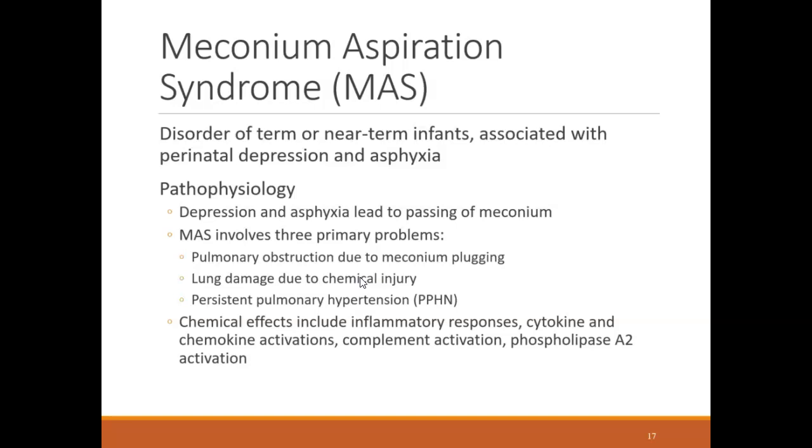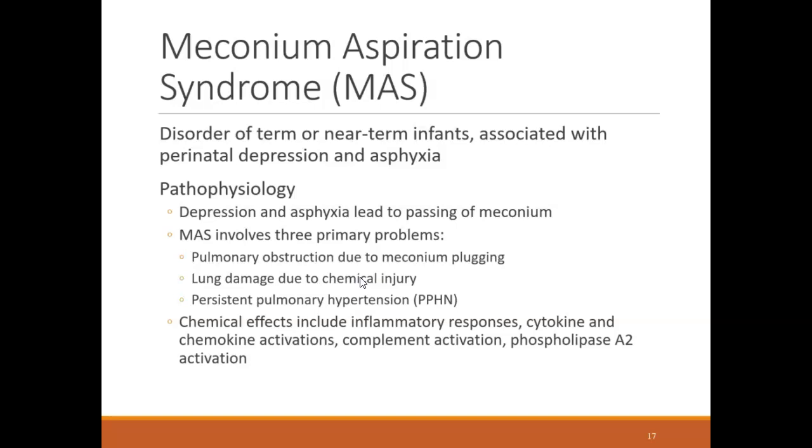Any type of stress in utero is going to cause the baby to pass meconium, which is their first poops. So, the three primary problems with meconium aspiration. If they pass the poop into the amniotic fluid and then breathe that into their lungs, they could have some pulmonary obstruction due to mucus plugging. That's probably the first thing we're looking for. There could also be some lung inflammation and damage due to this chemical injury.